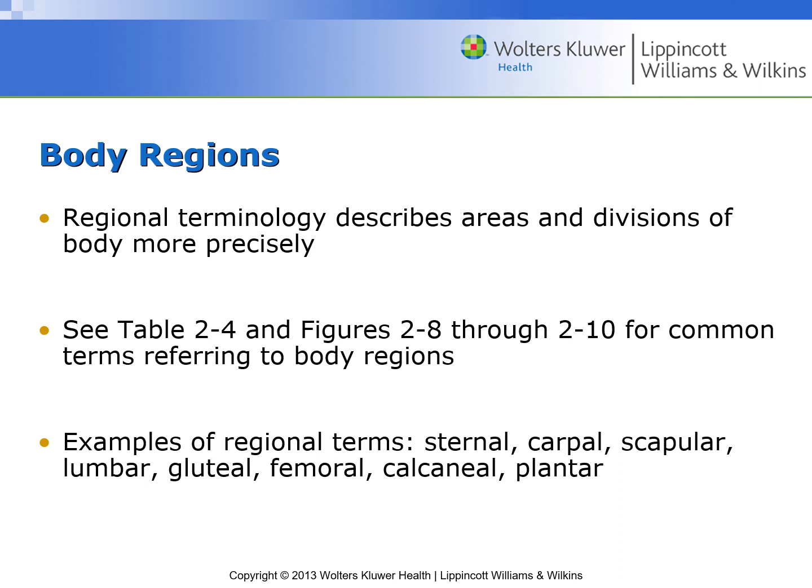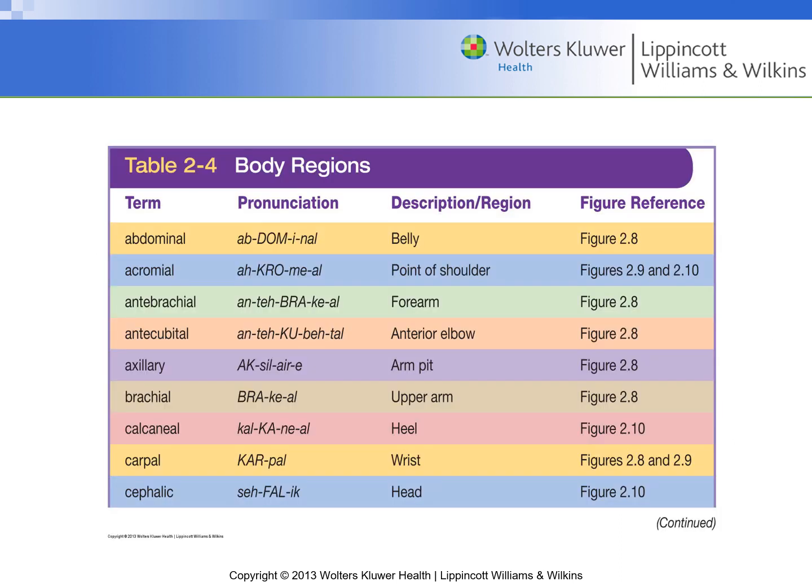So we will get more and more exposure to what these different terms mean, what they're referring to, and as I mentioned earlier, they will soon become second nature to you because you will be so well versed in the anatomical terms that you will be an expert in that regard. Now, the nice thing about table 2.4 is that it gives you the term, it tells you how to pronounce the word, it gives you a description of the region, and it also gives you the figure reference number.